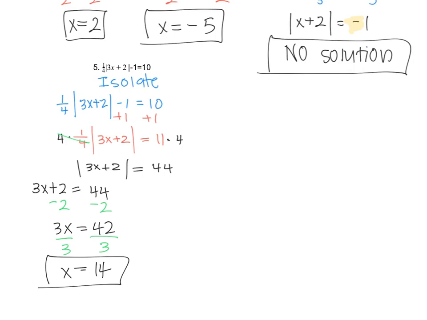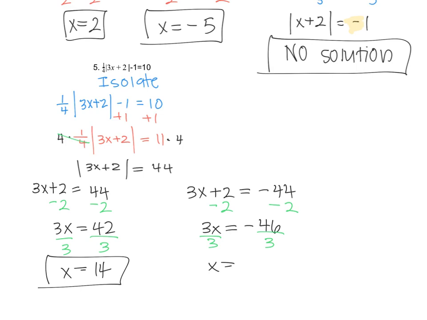Now for the second equation I want to solve, we're going to do 3x plus 2 equals negative 44. And our steps are going to be the same. First, I'm going to subtract 2 from both sides. And we get 3x equals negative 46. And then we're going to divide both sides by 3 again. Now, unfortunately, this time, negative 46 divided by 3 gives us negative 15.3 repeating.